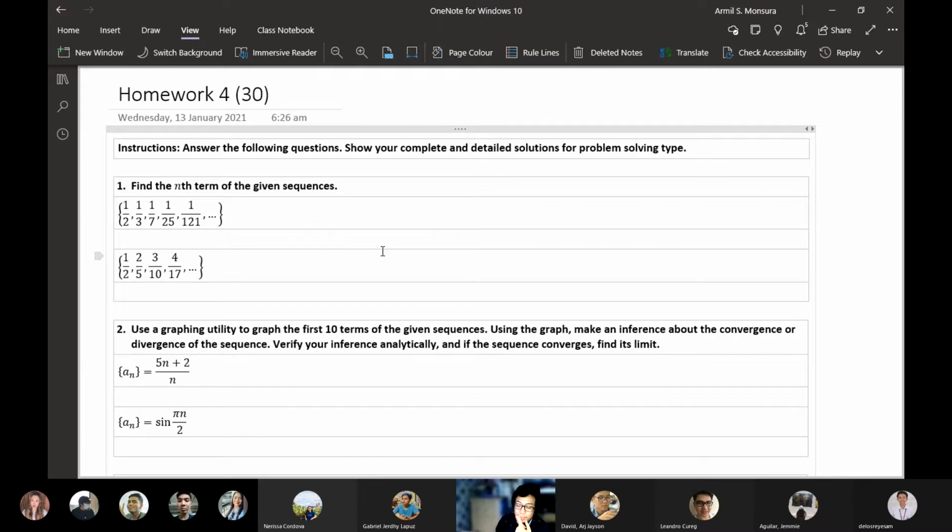So kung PDF yun, medyo mahirap kasi gumamit ng writing tablet sa PDF. So I would not be able to write my feedback and I won't be able to check your paper properly if you are to submit in a PDF form. So that is why it will really be a difficult task for me kung sa iba kayo nag-submit.